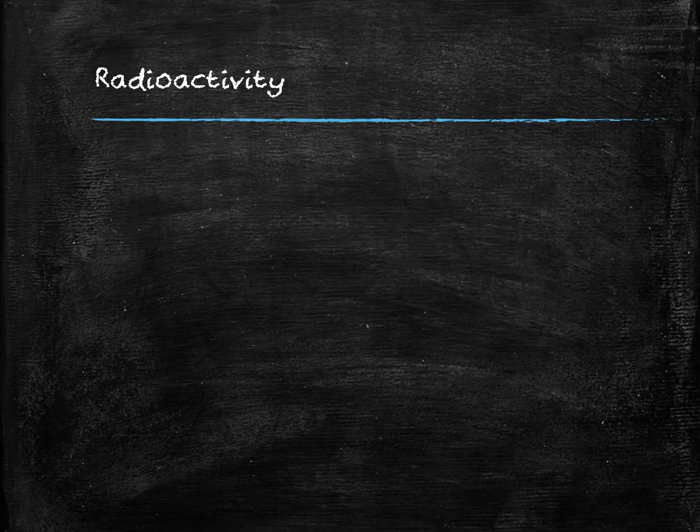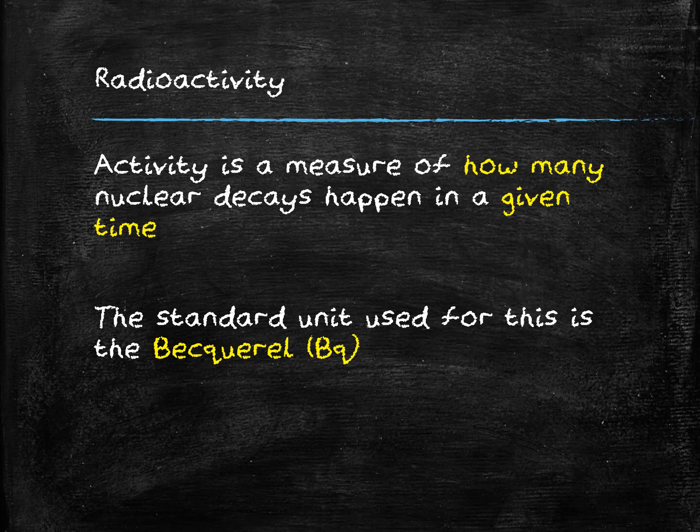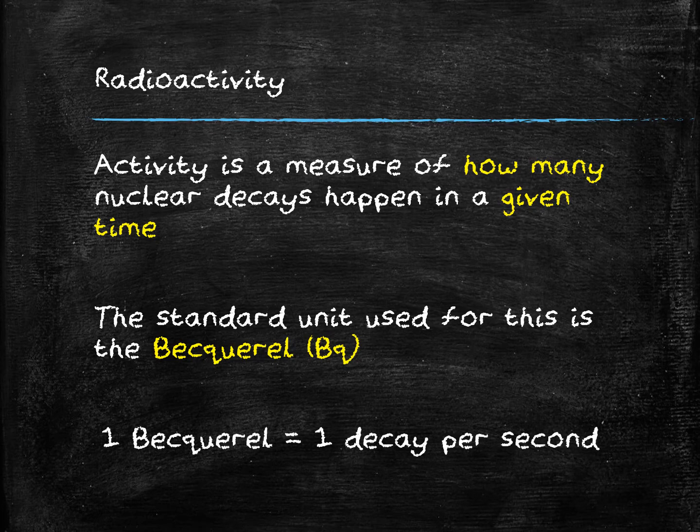Before we can discuss half-life, we need a good idea of what I mean by radioactivity, and I mean specifically the activity part of that. Activity is a measure of how many nuclear decays happen in a given time, and the standard unit for that is the becquerel, where 1 becquerel is 1 nuclear decay per second. Okay, 1 nuclear decay per second.